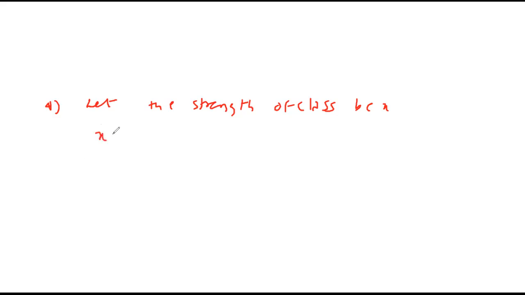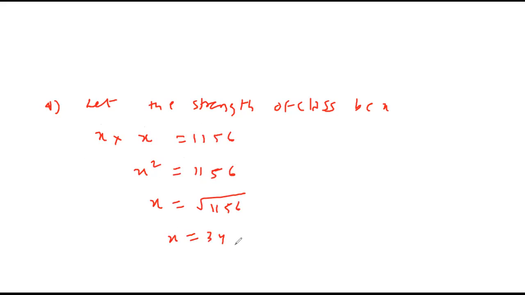So therefore, x into x equals 1156, so x square equals 1156. How much are you getting? 34. Okay, 34. Fine. Then the fifth one, can you try?